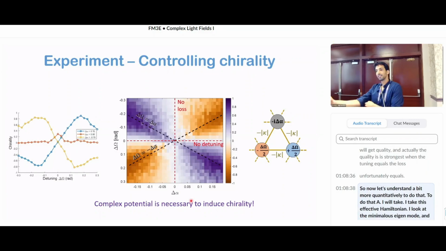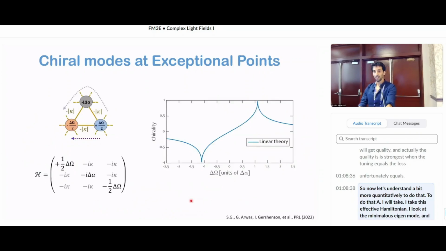So now let's understand it a bit more quantitatively. To do that, I take this effective Hamiltonian, I look at the minimal loss eigenmode, and here I draw the chirality of this minimal loss eigenmode. And you can see that it really resembles the experiment. I get no chirality when there is no detuning, and I get maximal chirality at a certain point where the detuning approximately equals the loss, and then I get a decrease.